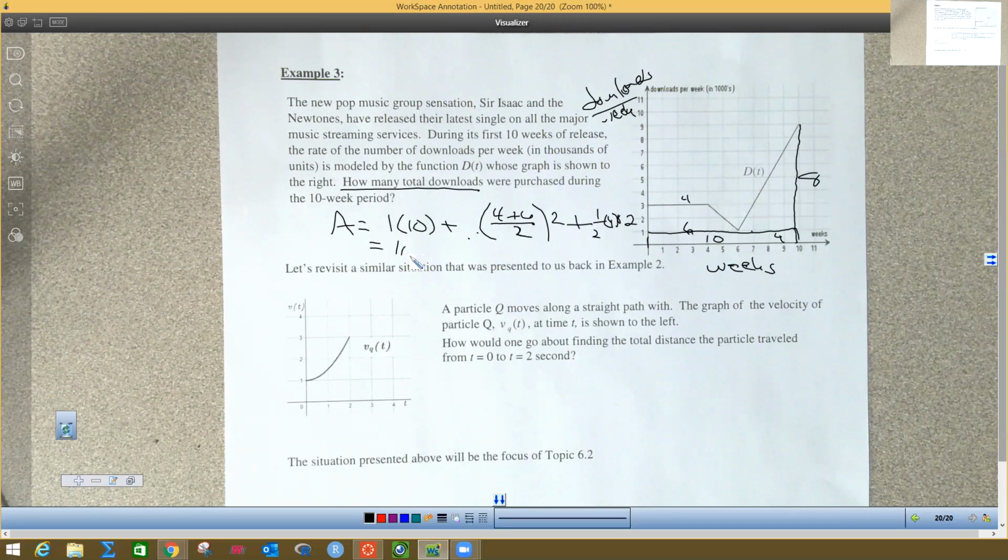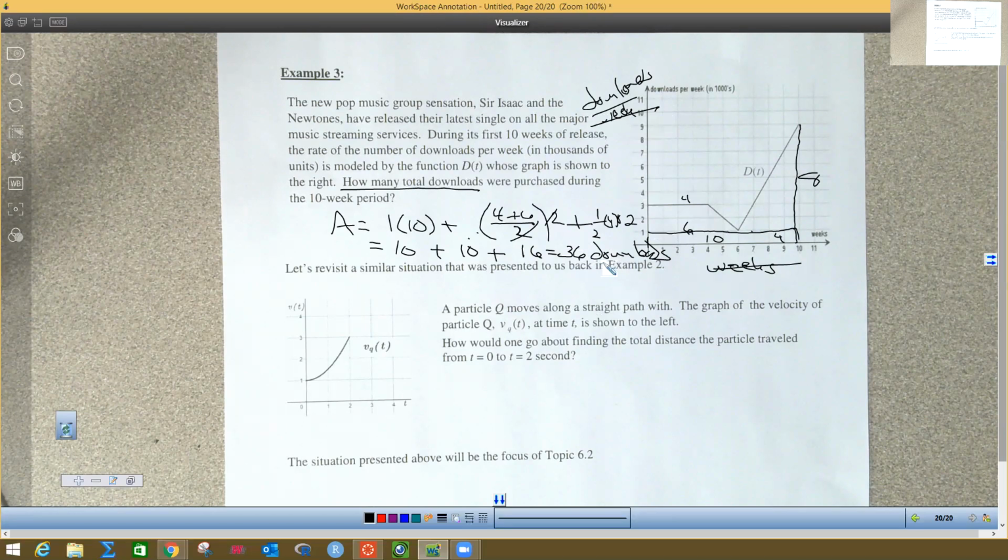So this is going to be 10 plus, this 2 and this 2 reduce out, so plus 10, plus 4 times 8, which is 32. Half of 32 is 16. So this is going to be 36. Now remember, we're taking base times height on these. We're multiplying weeks times downloads per week, so the weeks reduce, and this will be a total of downloads. So the answer would be, over the 10 weeks, there'd be 36 total downloads.